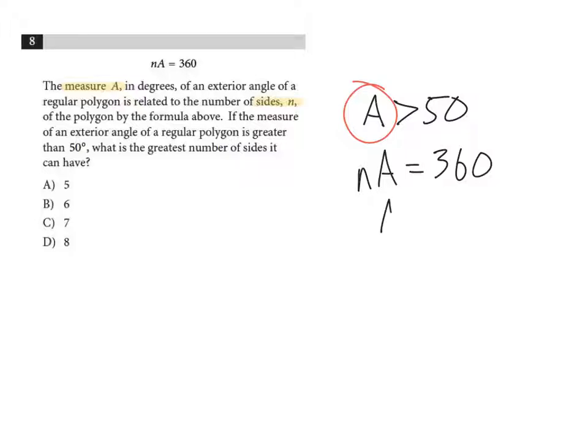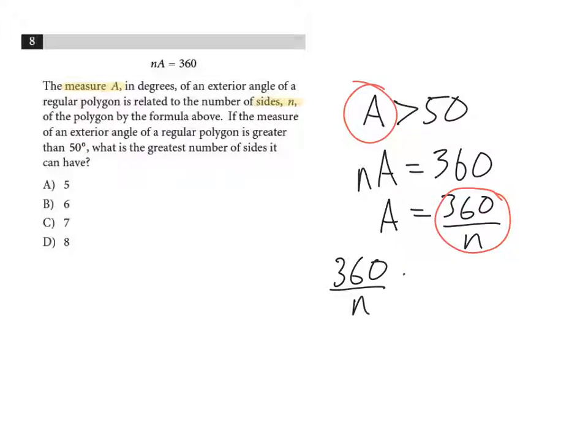I'm going to divide both sides by n. So I get 360 over n equals a. Okay, well now I can plug this in for a. I'll get 360 over the number of sides has to be greater than 50. Okay, so now I just need to solve for n. I'm just going to multiply both sides by n and then divide by 50.